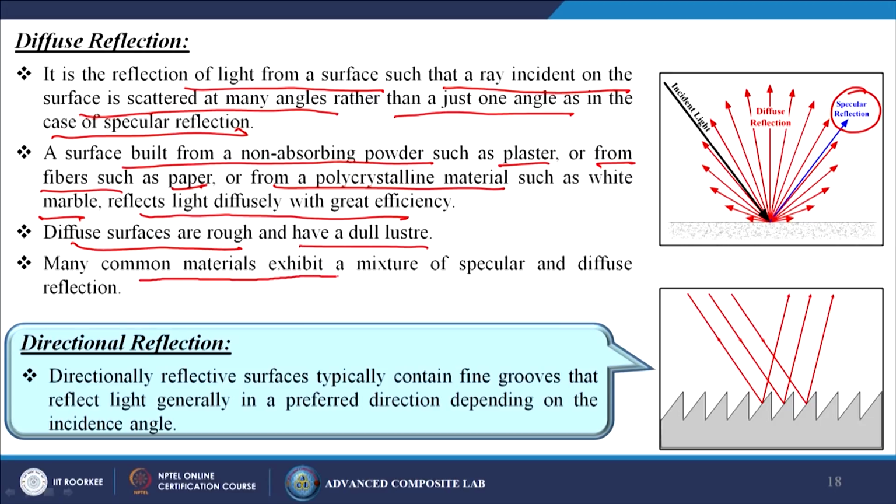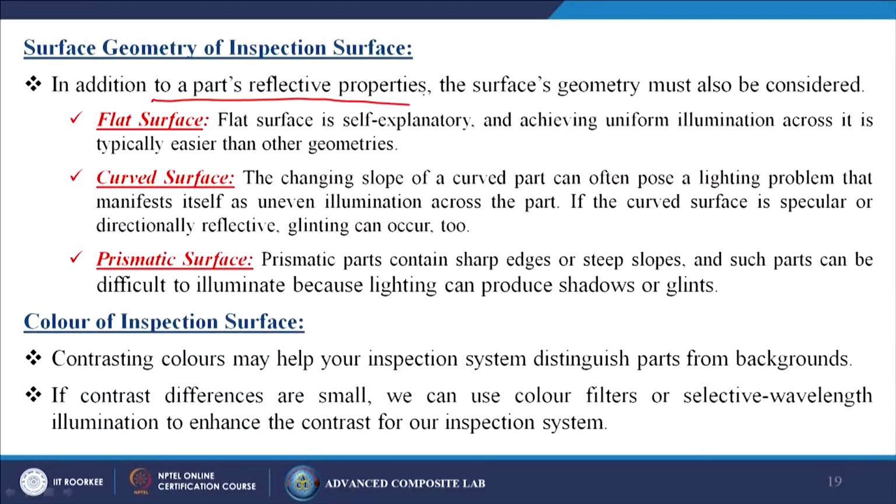Many common materials exhibit a mixture of specular and diffuse reflection, and the last one is called directional reflection. A directionally reflective surface typically contains fine grooves that reflect light in preferred directions depending upon the incidence angle. When we put light on a sawtooth surface, you can see this kind of directional reflection. Next, surface geometry of the inspection surface. In addition to a part's reflective properties, the surface geometry must also be considered. What are those?